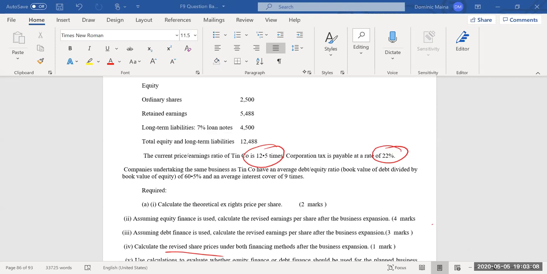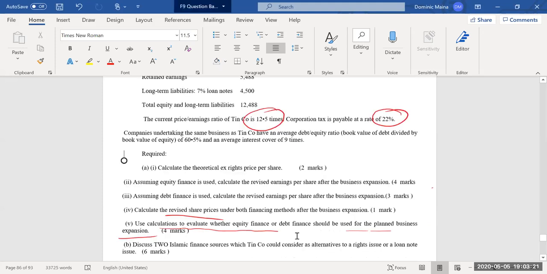Okay, so Question 5, take us through. According to Question 5, it asks whether we should take debt or equity for the finance. According to the calculations we have done, I would say both options are viable.